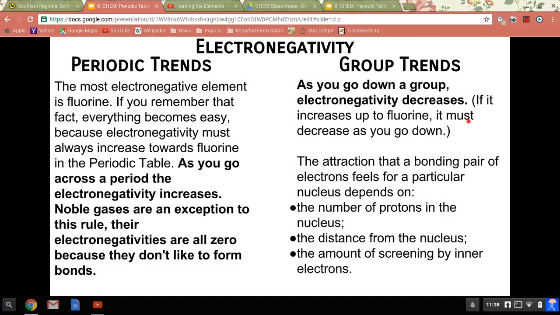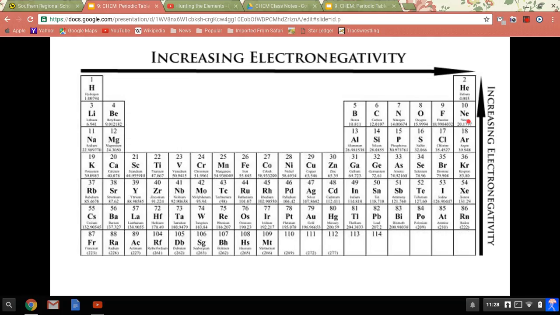Down a group, electronegativity decreases. As you go down a group, your electronegativity decreases because those energy levels are getting bigger and bigger out. There's shielding that takes place by those inner electrons, so they're not quite as strong or as good at grabbing electrons from other atoms. So the electronegativity of larger elements tends to be less.